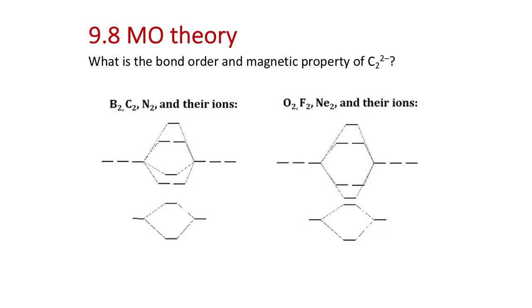We did this problem last time, but I thought this was a good point to start from today: to take a second look at this question where we're trying to figure out the bond order and magnetic property, meaning diamagnetic or paramagnetic, for the C2 2- ion.